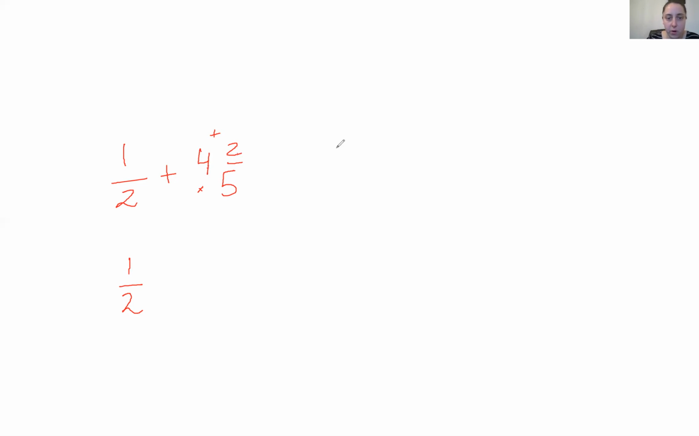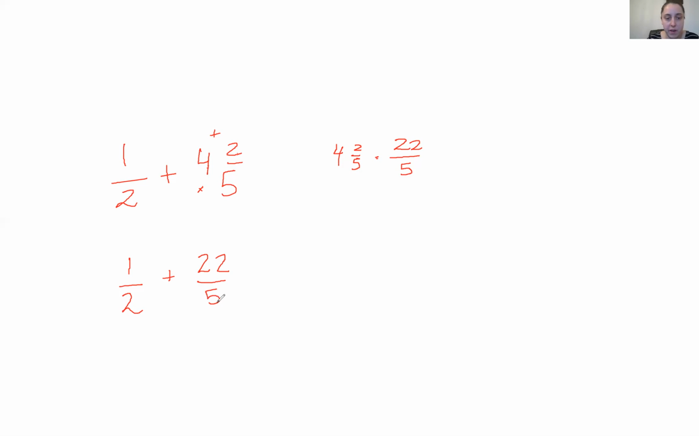So 4 and 2 over 5 as an improper fraction would be 5 times 4, 20 plus 2 is 22 on the top, and the bottom does not change. So the bottom will stay as 5, and we're going to use this 22 over 5 down here. So 22 over 5, just like this. And then we add the exact same way that we added last week.